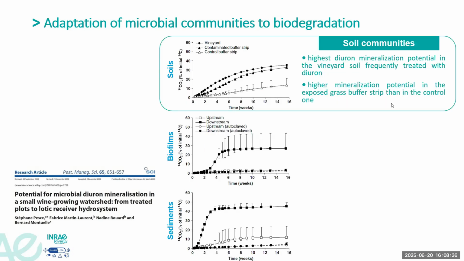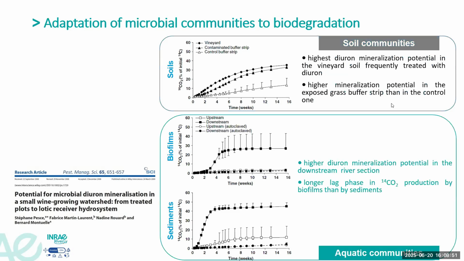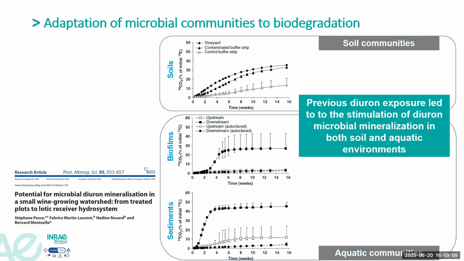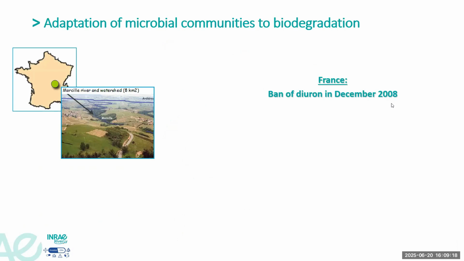So here are the results. Regarding the soil communities, we observe the highest diuron mineralization capacity in the vineyard soil, and also in the grass buffer strips that were exposed to the runoff. And in the aquatic communities, we observe degradation capacities only in the downstream communities. So it clearly shows that the biodegradation capacities were related to the exposure level in the field. And we demonstrated that previous diuron exposure in the field led to the stimulation of the biodegradation capacity.